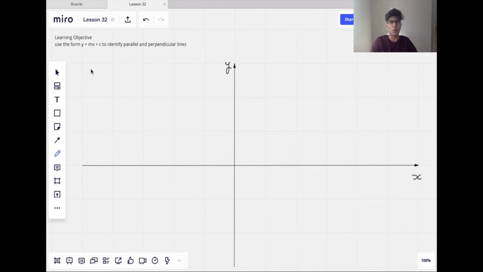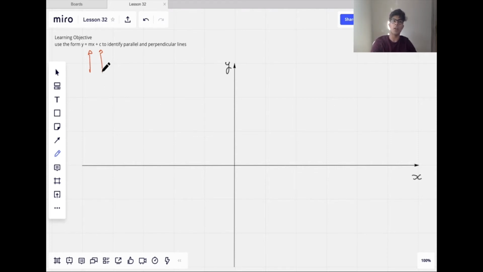What do we need to know to approach this, and what prerequisite knowledge do we need? This idea about y equals mx plus c is really important. If you can remember what the m stands for and what the c stands for, you can probably remember the stuff we talked about in previous videos. Just as a check, m stands for the gradient, and c is where you plug in the y-intercept.